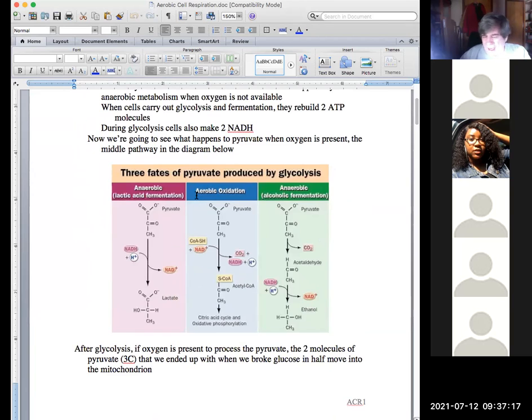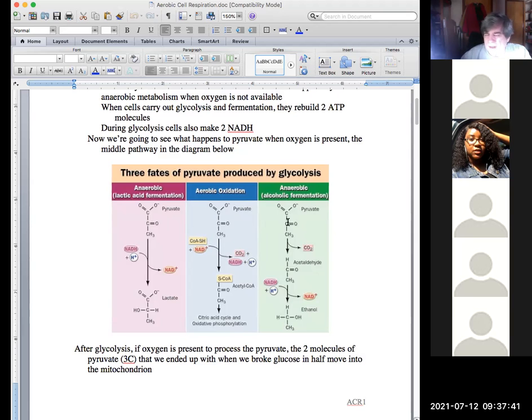When we talked about anaerobic metabolism, we talked about the left pathway, lactic acid fermentation, and the right pathway, alcoholic fermentation. Notice that aerobic oxidation, or aerobic cell respiration as it's sometimes called, also starts with pyruvate. And in fact, all of these start with pyruvate.